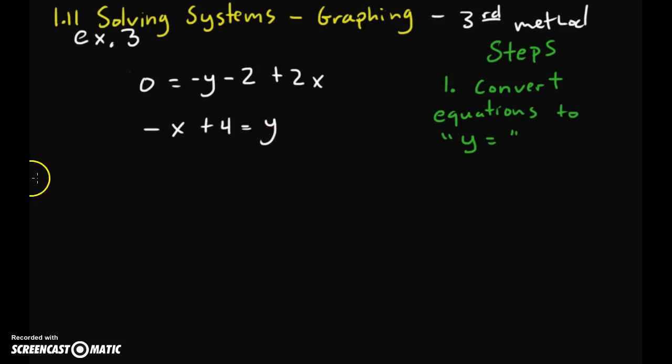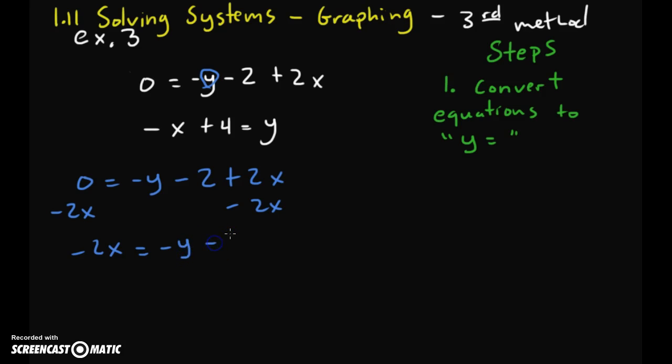If we're looking only at the first one, we've got 0 equals -y minus 2 plus 2x. And we're trying to get just the y. So we want to eliminate these numbers, and we've got to eliminate this negative sign in front, but we'll save that for last. Let's first start by eliminating the x term. It's being added, so we're going to subtract. That is the inverse. Make sure to do it to both sides. And we have -2x equals -y minus 2.